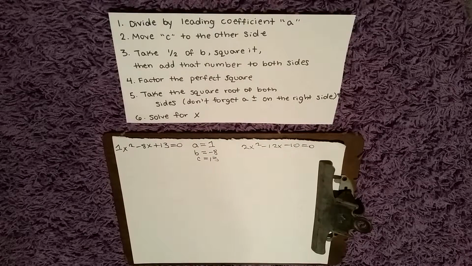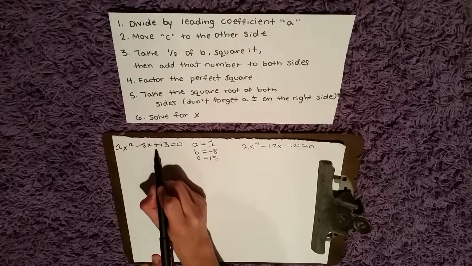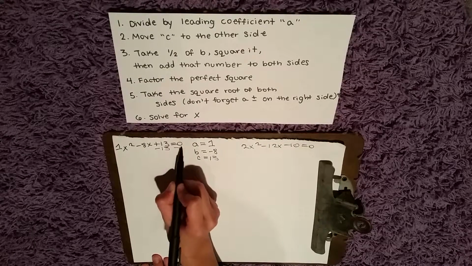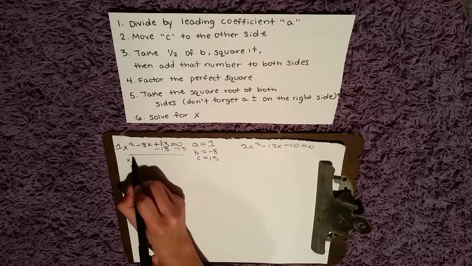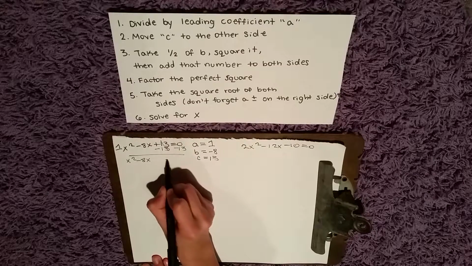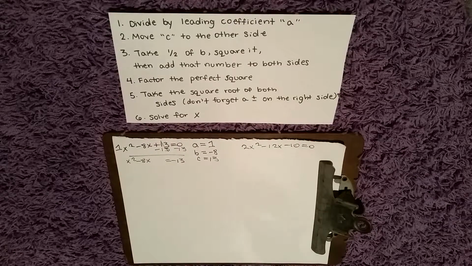So step 1, we don't have to do. Step 2 is move C to the other side. C in this case is 13, so we're going to take C, which is 13, and subtract it, and get x squared minus 8x equals negative 13. We're going to leave a gap here, and you'll see why in 1 second.